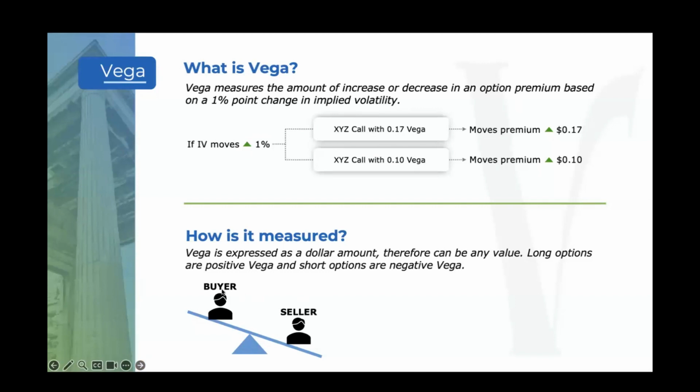And long options have a positive value because an increase in the option's premium benefits the long options. A decrease in the option's premium would benefit short options. And since an increase in implied volatility makes it more expensive, it favors the buyer and not the seller. The increase aspect is how the positive and negative factors are determined.